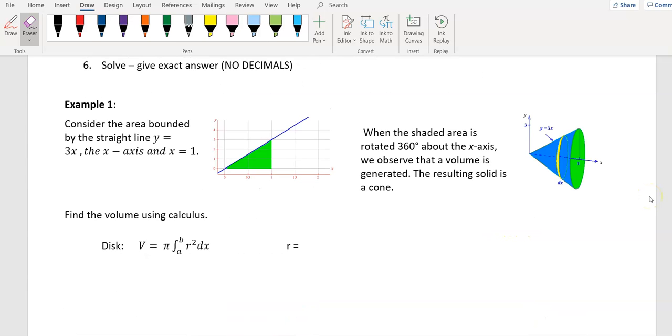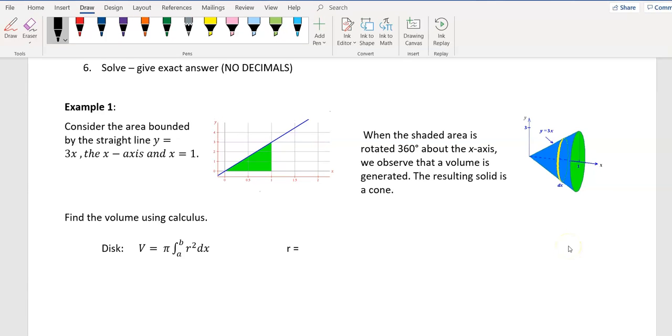So let's get to the examples. Example 1. Example 1 states, consider the area bounded by the straight line y equals 3x, the x-axis, and x equals 1. When the shaded area is rotated 360 degrees about the x-axis, we observe that a volume is generated. The resulting solid is a cone. Find the volume using calculus.